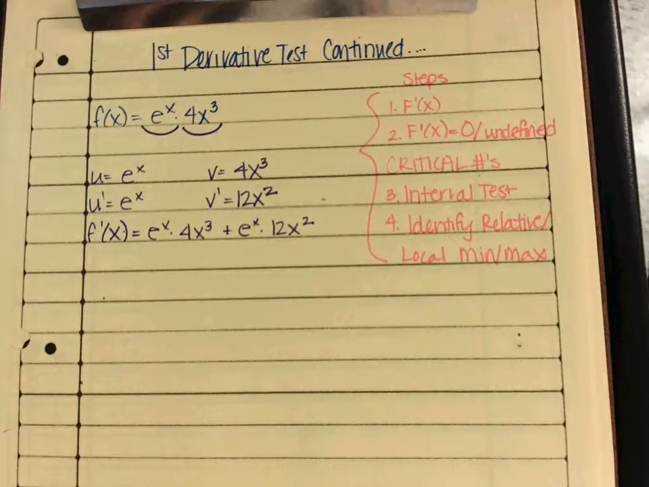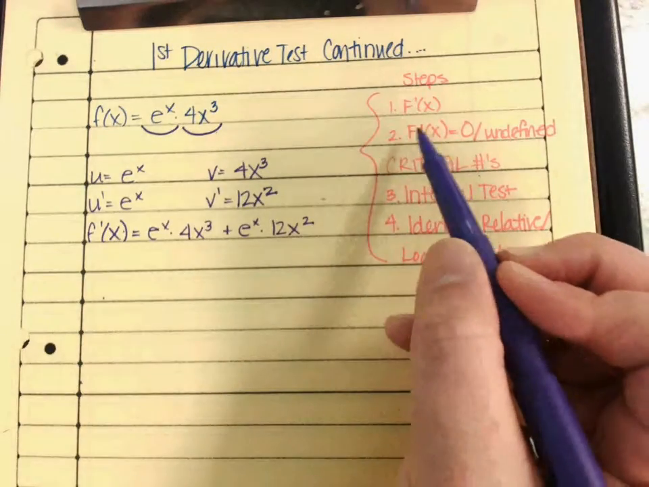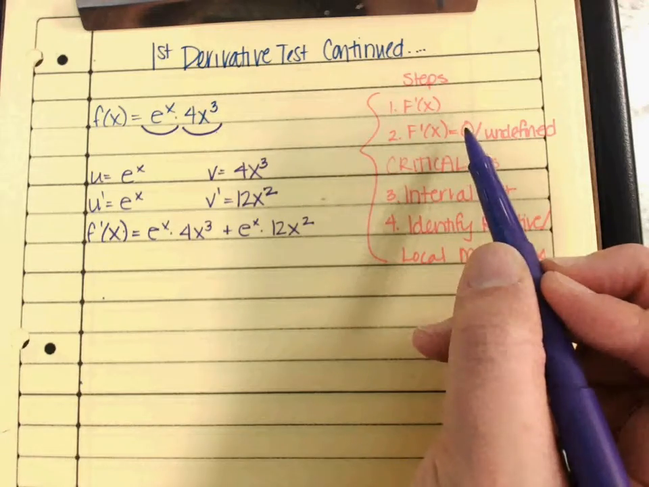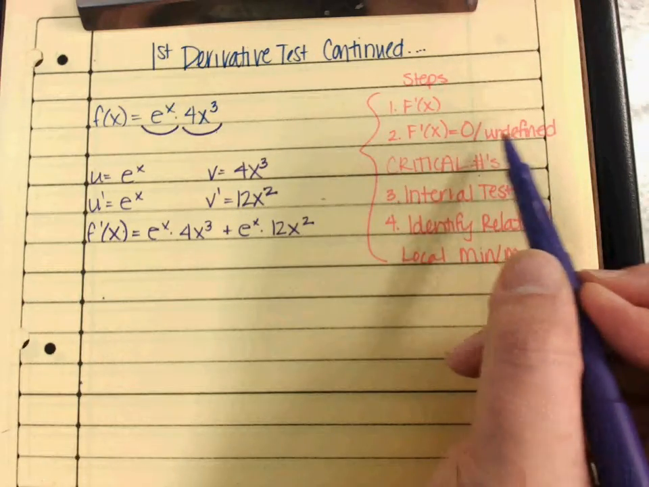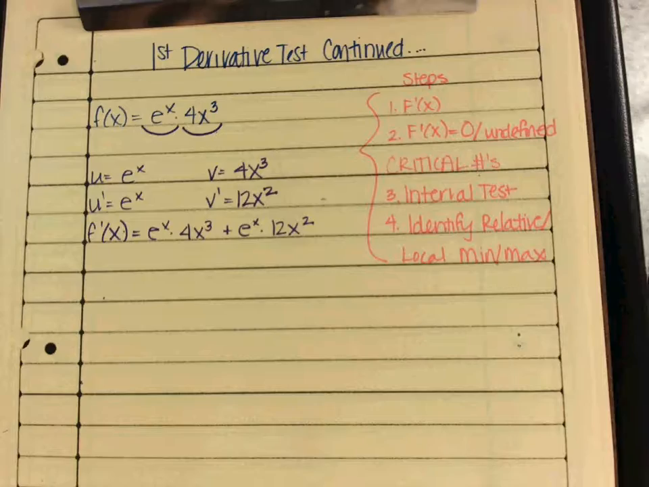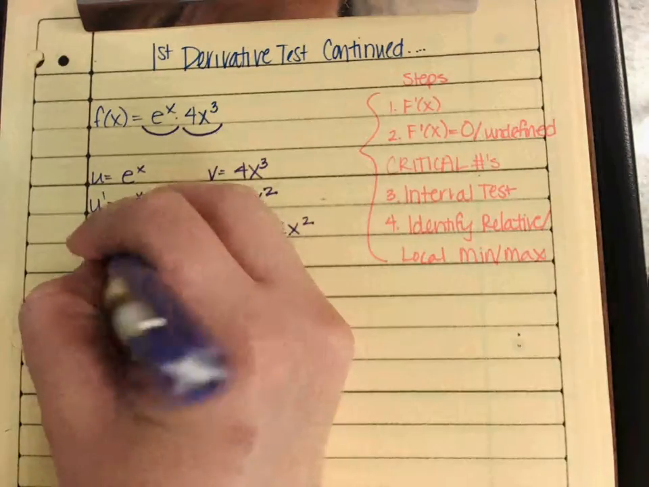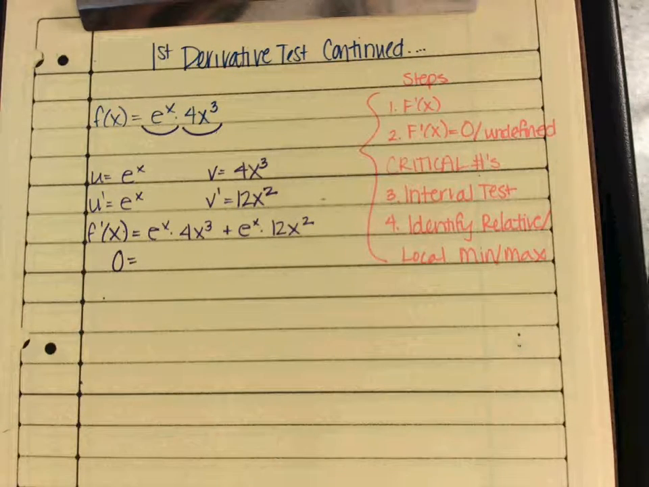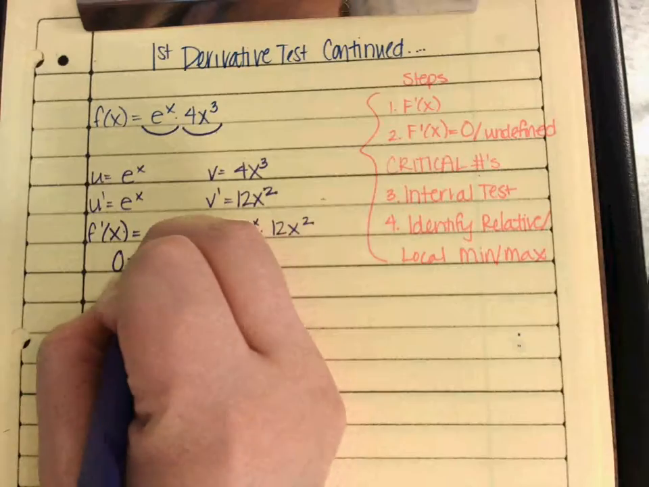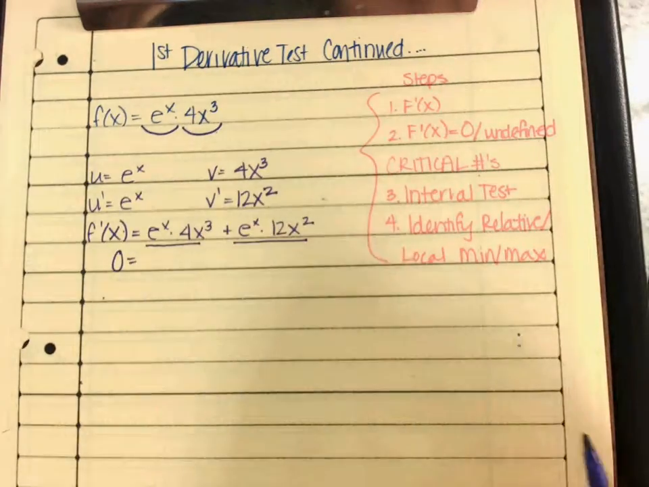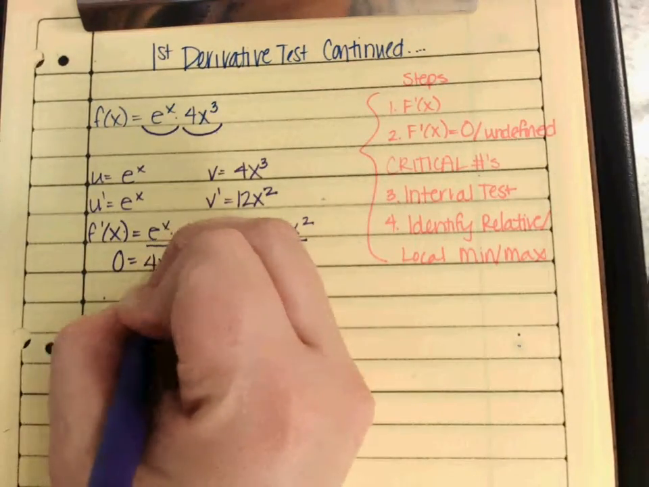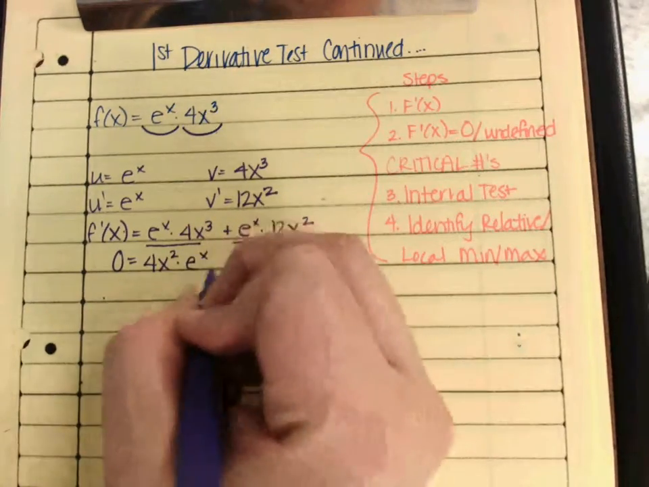Is it wrong if you wrote them backwards? No, doesn't matter. It's plus, it's commutative. Then I'm going to set it equal to 0 or undefined if it had a denominator, but since it doesn't, we're not worrying about that right now. These are going to be called the critical numbers. So set it equal to 0. What can I take out of both of those terms? E to the x and? Okay, good. So 4x squared e to the x times.